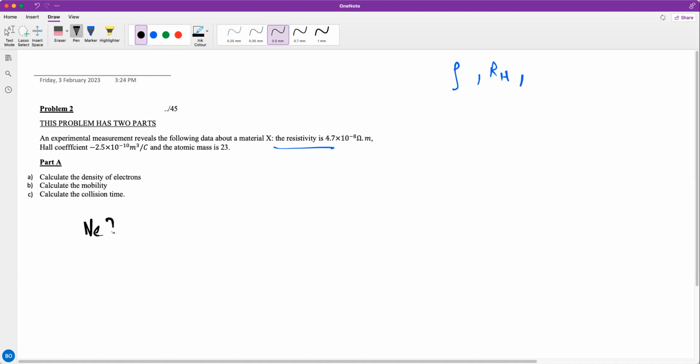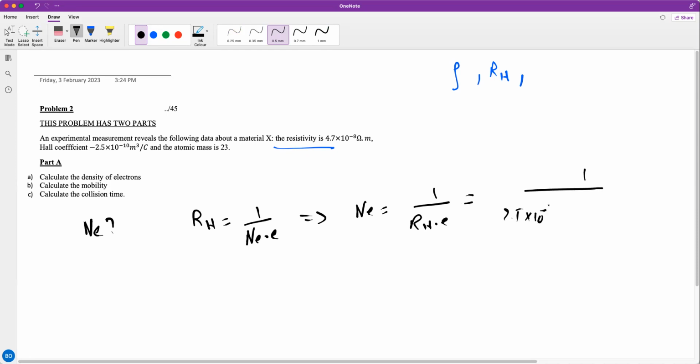So how do we do it? R_H equals 1 over n e. Exactly. And R_H is given. So n will be equal to 1 over R_H e, which is 1 over 2.5 times 10 to the negative 10 times e, which is 1.6 times 10 to the negative 19. So it will be, let me see, yeah, I have it, per cubic meter, right?